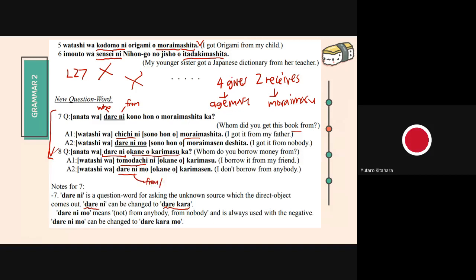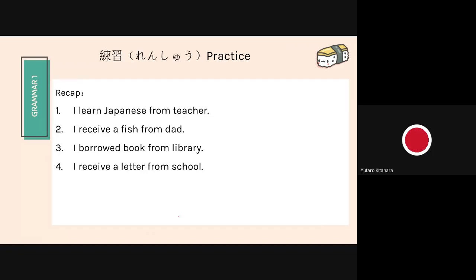Okay, can also be kara also from. That's the thing. We learn kara first, right? For from. Yeah, so you can interchange a bit. Okay, can. Okay, actually I think we almost done already.